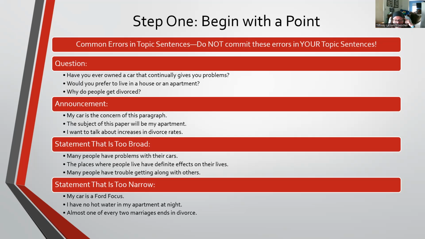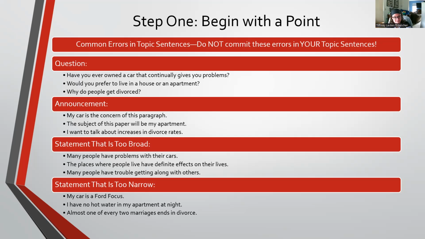Same thing with almost 1 of every 2 marriages ends in divorce. Okay. Now, might there be a focused, appropriate topic in those statements? Yeah, but you haven't gotten there yet, right? So almost 1 of every 2 marriages ends in divorce. Well, maybe what the paragraph is really going to be about is the 3 major reasons why marriages end in divorce. And it's like, okay, well, you need to say that in your topic sentence then.